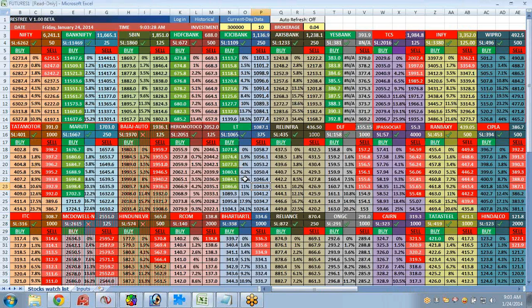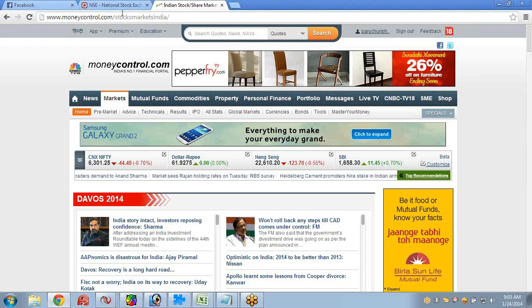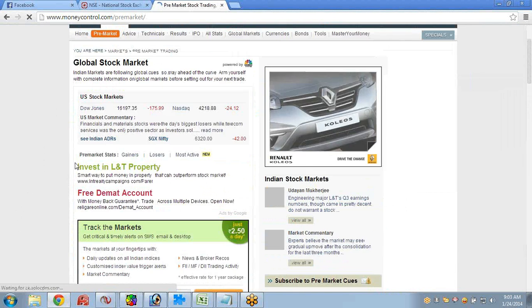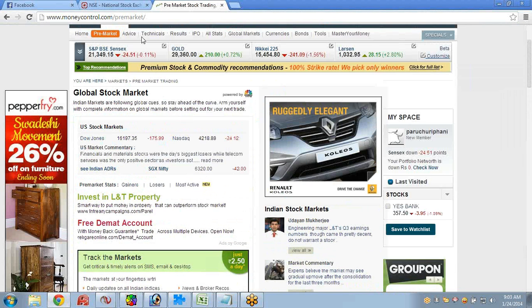So I think the market should open gap down, and as far as SGX Nifty is concerned, I think it's minus 40 points or something. Okay, it's minus 42.